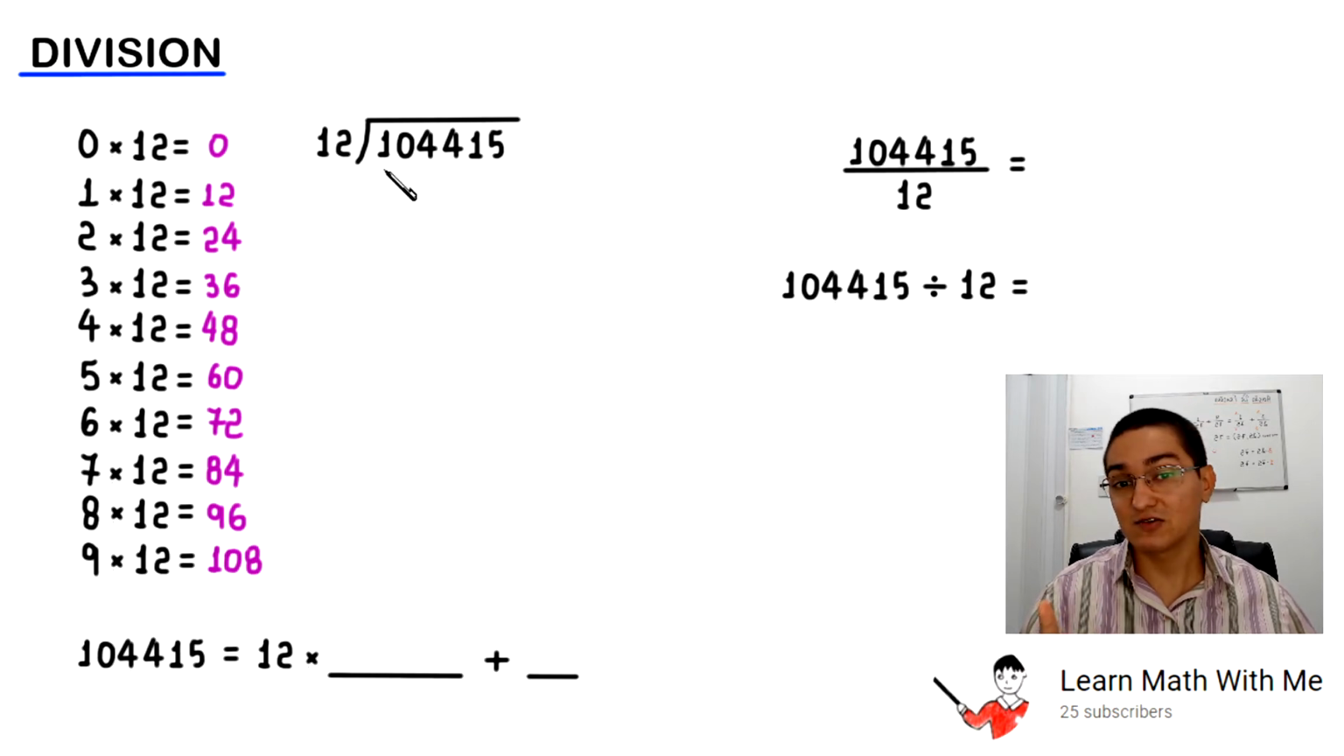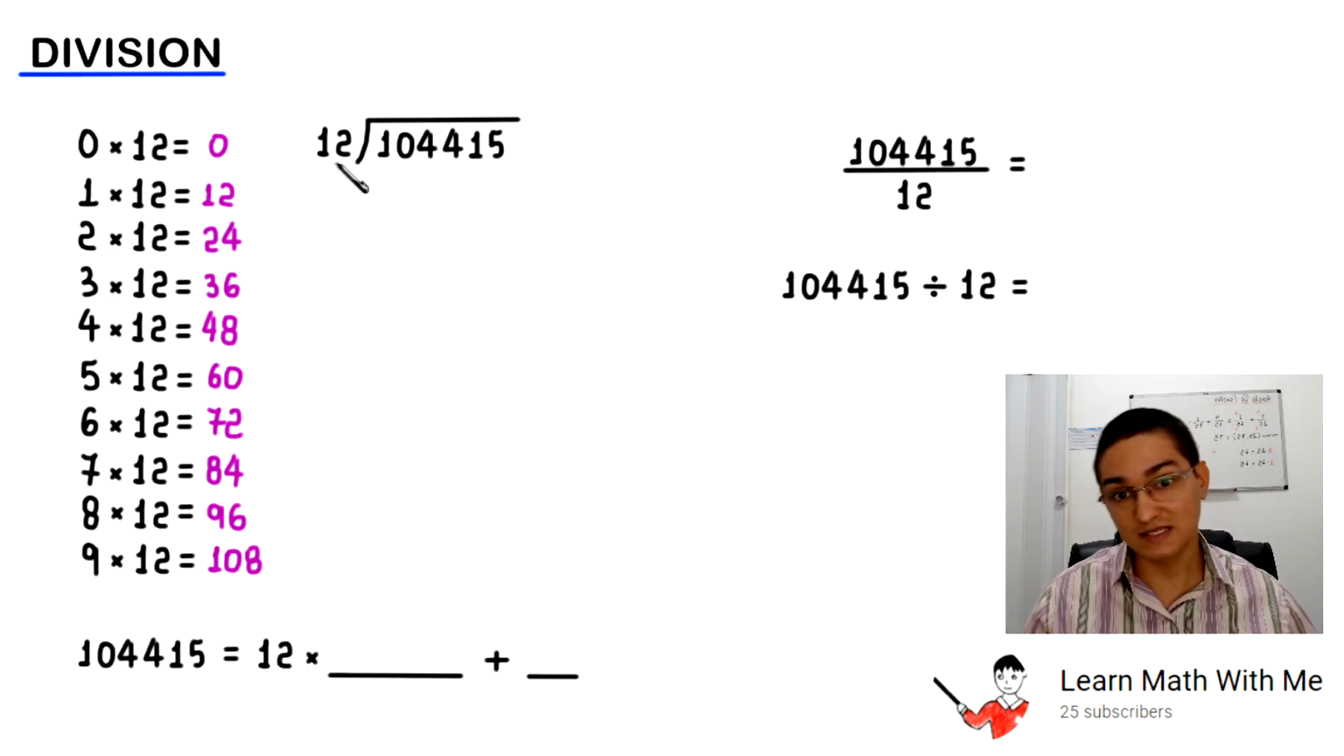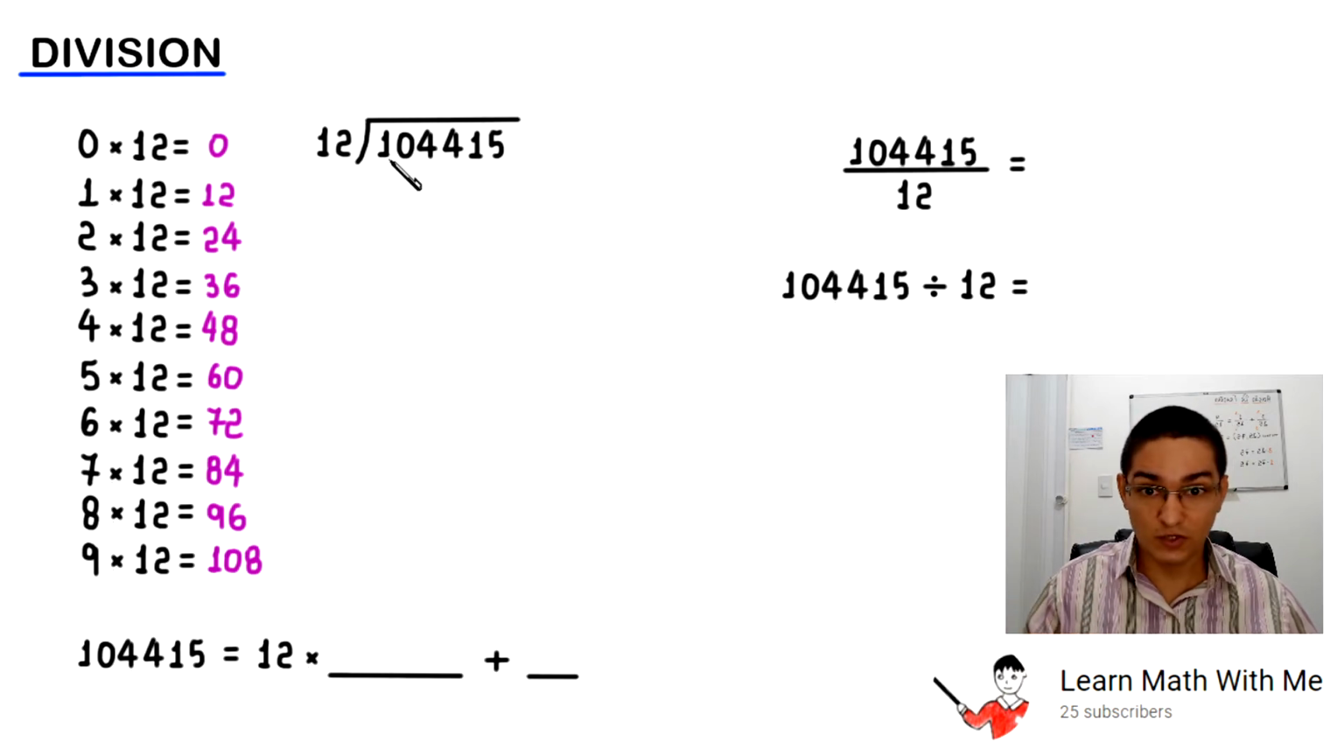We start by taking a look at this first digit here. Since 1 is less than 12, we do not start yet. We group it with the next digit. Now we have 10, but 10 is still less than 12, so we do not start yet. We group it with the next digit. Now we have 104, and that goes over 12.